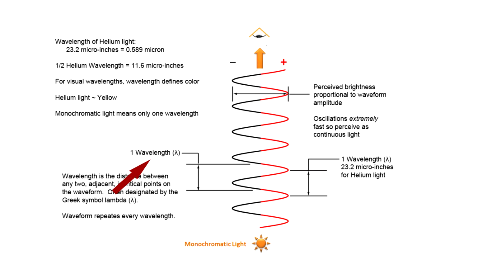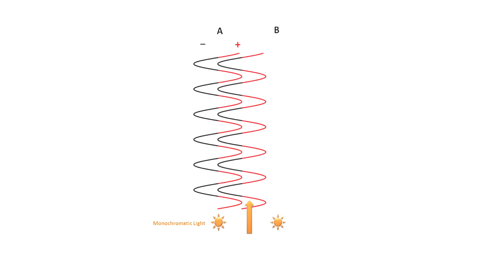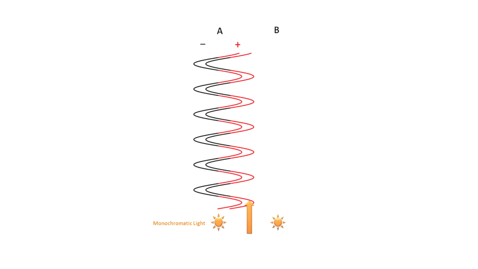The light's wavelength is the minimum distance at which the waveform repeats. It can be measured between any two adjacent identical points on the waveform, such as here or here. For visual wavelengths, the wavelength corresponds to the perceived color. If the wave consists of only a single wavelength, it's called monochromatic, one color. The yellow helium light, often used with optical flats, has a wavelength of 23.2 microinches, about 6/10ths of a micron. Here are two light waves, A and B. Think of them as being coincident.